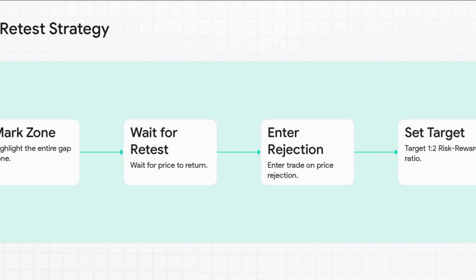So how do we milk this for profit? The retest strategy. Draw a box around that entire gap zone. Then just wait. Wait for the price to eventually pull back and test that zone. When you see the price reject it, literally bouncing off it like a trampoline, you enter. Toss your stop loss safely beyond the nearest swing high or low, aim for a strict 1-to-2 risk-reward ratio, and let the gap's natural support do all the heavy lifting.